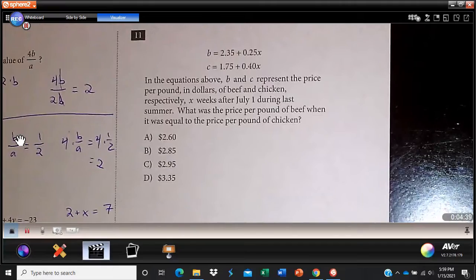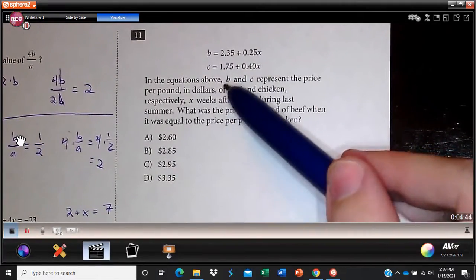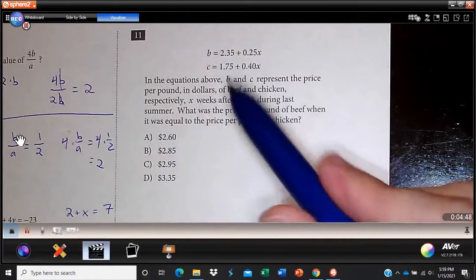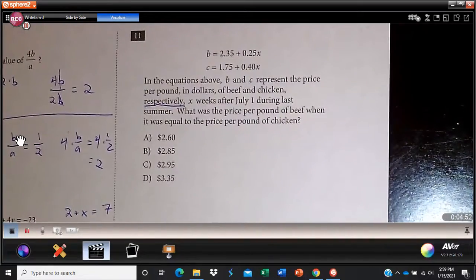Okay, so upon first inspection, this looks like a system of linear equations. In the equations above, B and C represent the price per pound of beef and chicken, respectively. Okay, let's go over this now. I find that a lot of students don't know what "respectively" means, and it's very important in math problems.